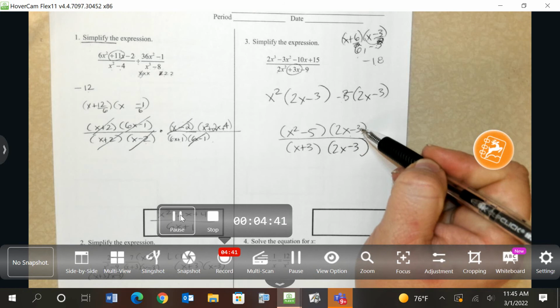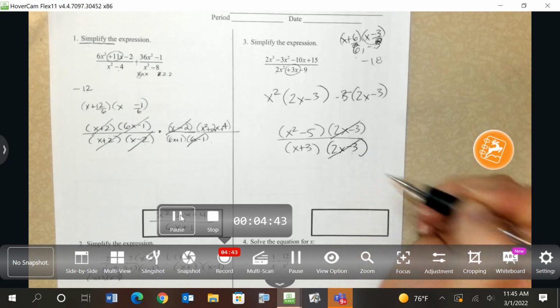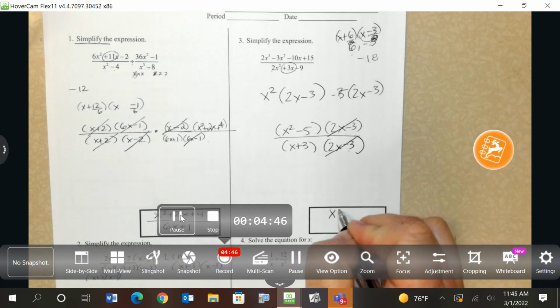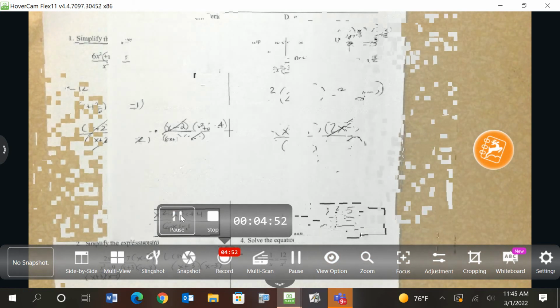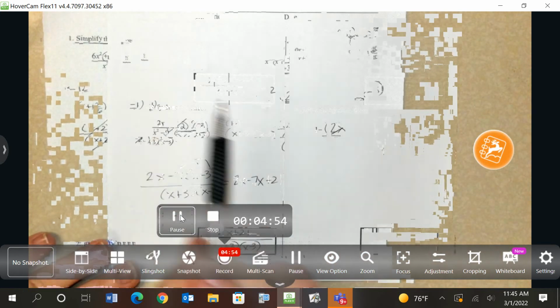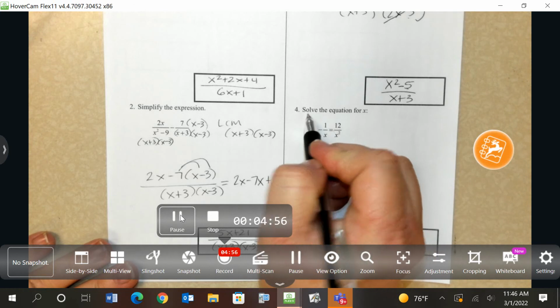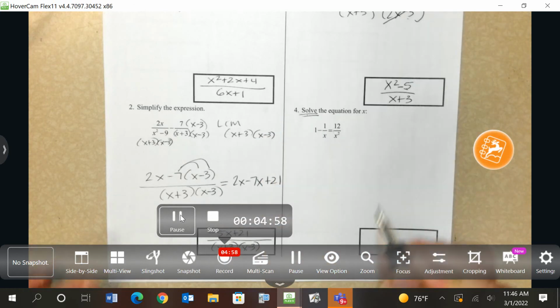I have a group here and a group here, and I'm able to reduce those. Final answer is x squared minus 5 over x plus. All right, number 4. What's different about 1, 2, and 3 is we started with the word simplify, but now we have the verb solve. That means I'm going to have an answer like x equals something.